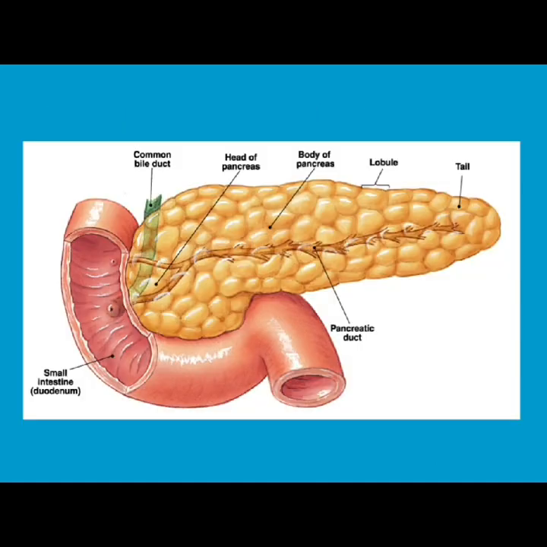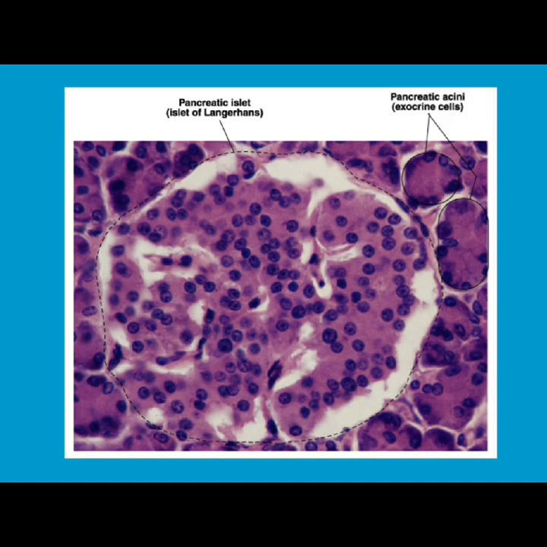Here we can see the diagrammatic representation of the pancreas. The head of the gland is the widest part and lies in the curve of the duodenum. The gland extends upward and ends near the spleen. As it has portions of exocrine and endocrine, it is called a mixed gland.